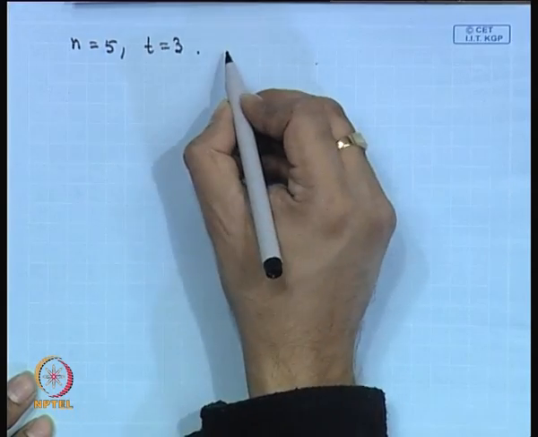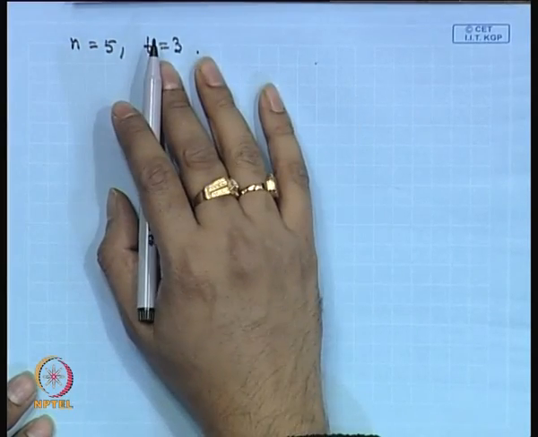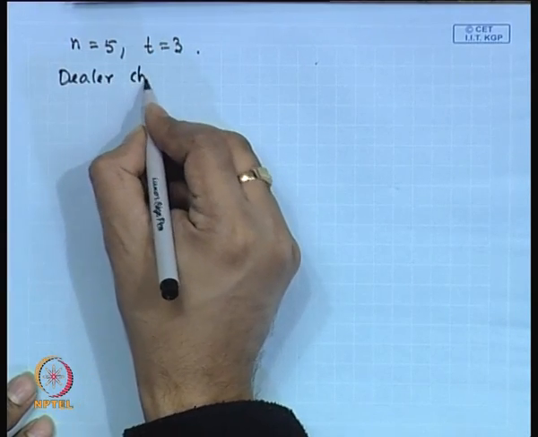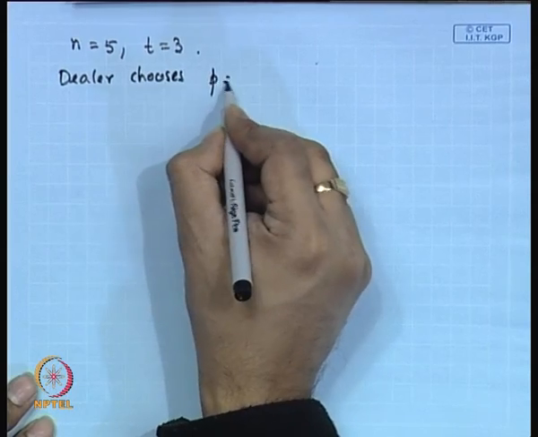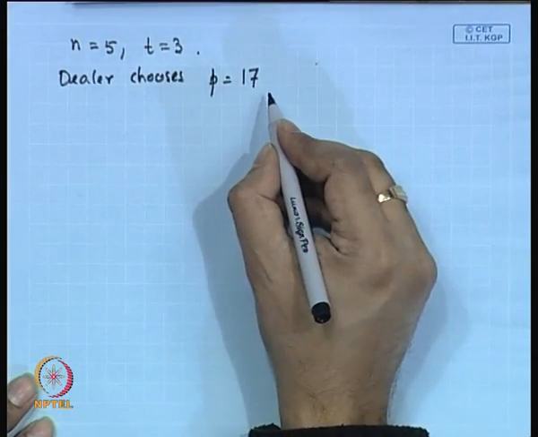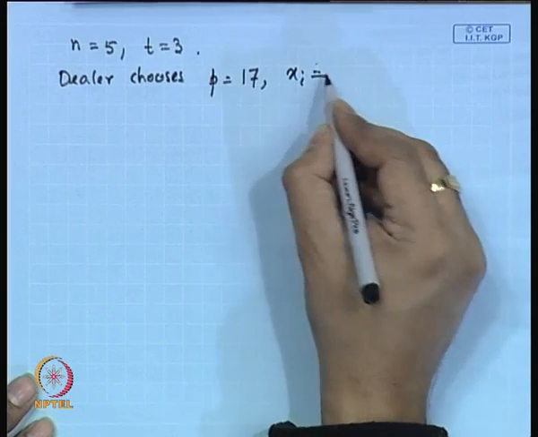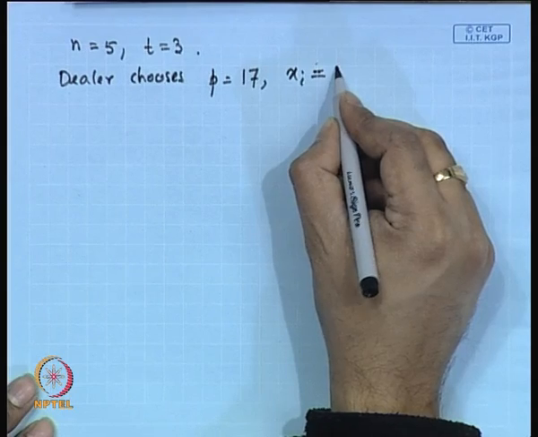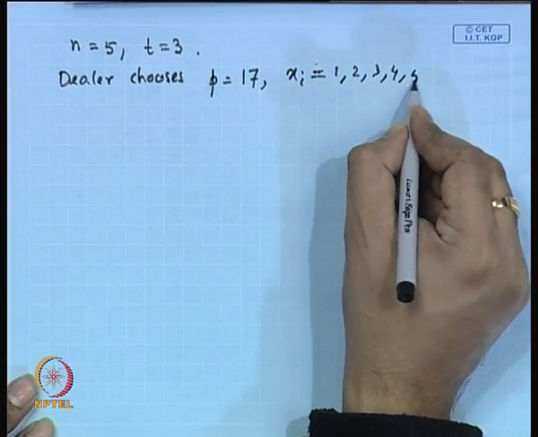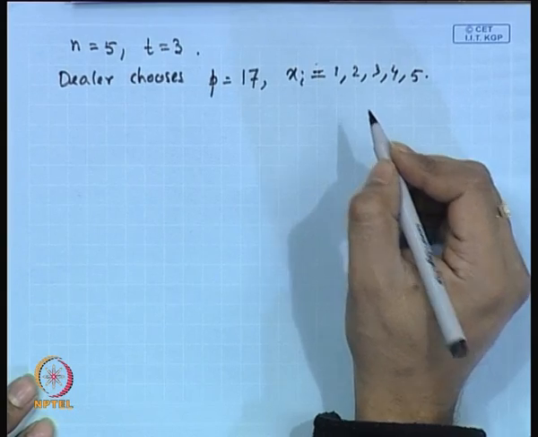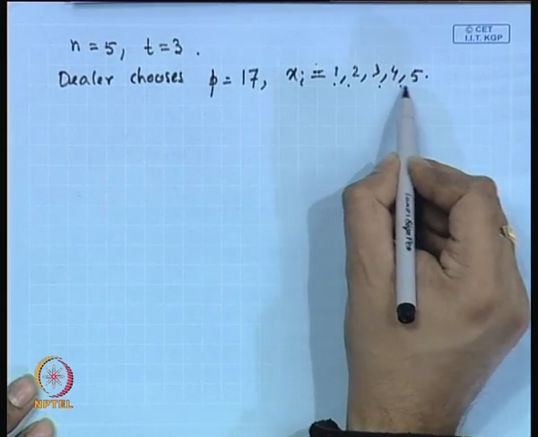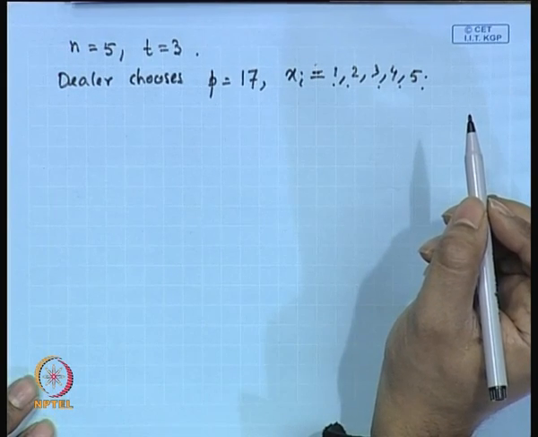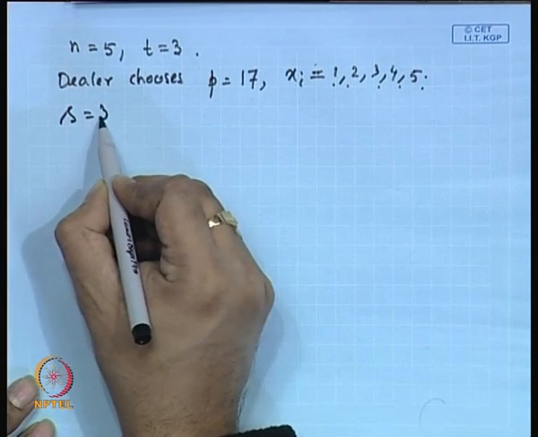So, what the dealer does: first the dealer has to create the polynomial. The dealer chooses a prime number p equal to 17 and chooses some xi values. Let us take the xi values as 1, 2, 3, 4 and 5, that is x1, x2, x3, x4 and x5 equal to 1, 2, 3, 4 and 5. Suppose the secret which I want to share is the value 3.